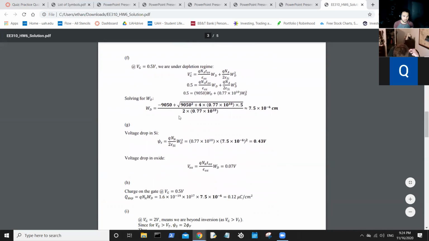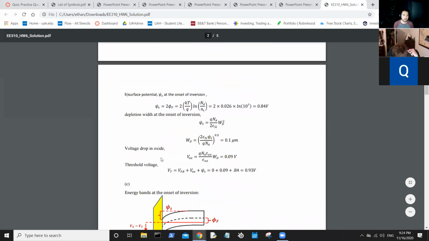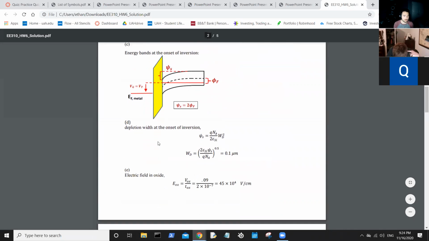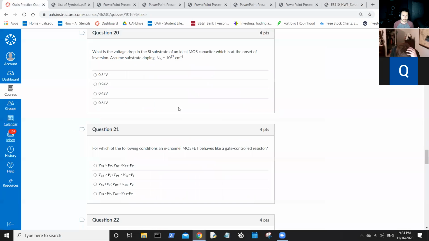So there's a formula. Formula's here. So the onset of inversion is what manipulates what? Yeah, this is it. Essentially this whole question is part of question 1. In question 1, we do essentially the same thing. At the onset of inversion, the main parameter that's modified is that your depletion width changes. When your depletion width changes, you have to carry that through, and it's asking for the voltage drop in the silicon substrate.